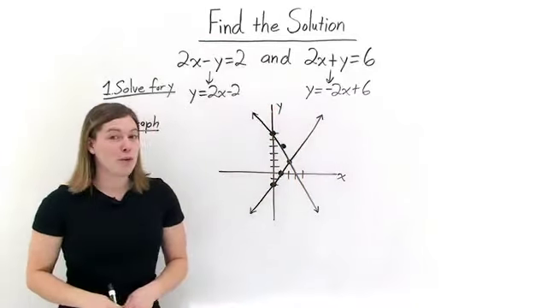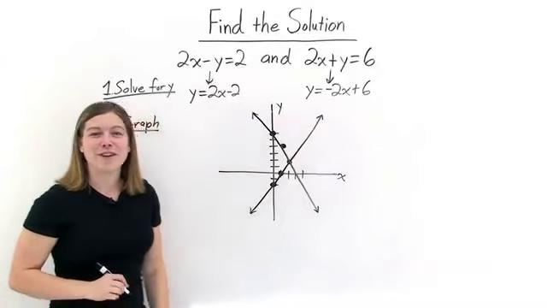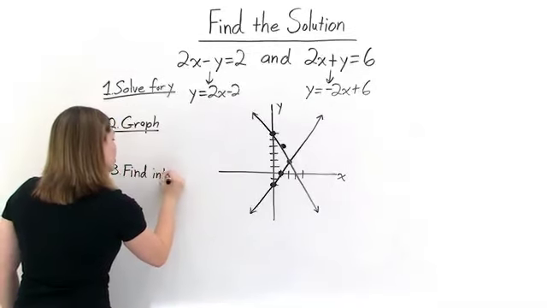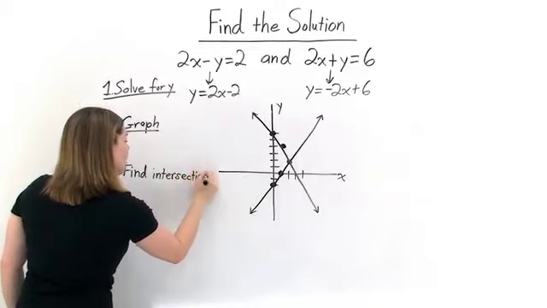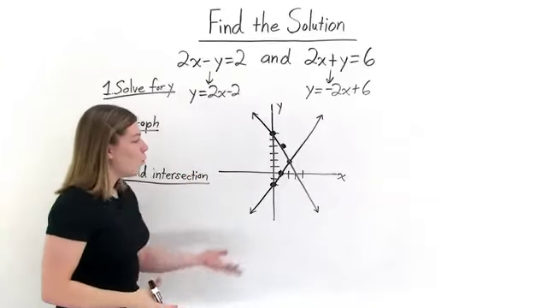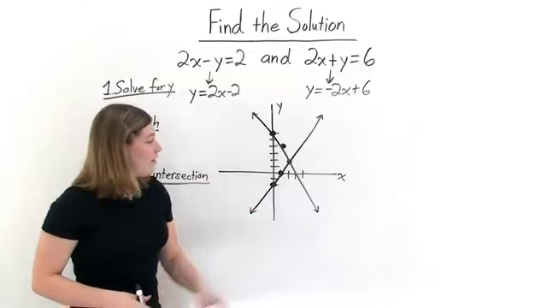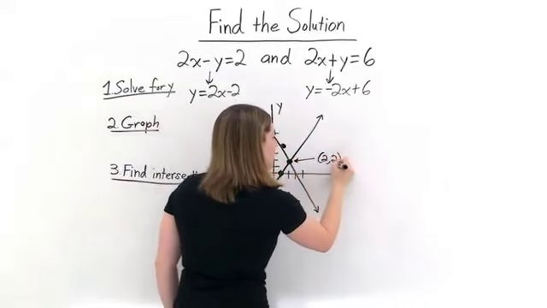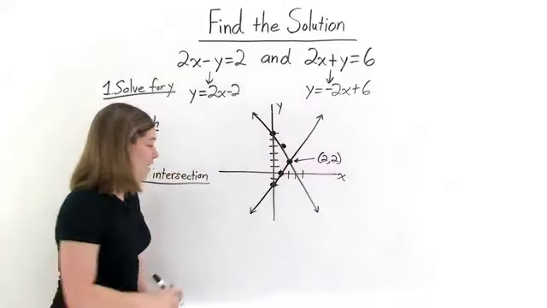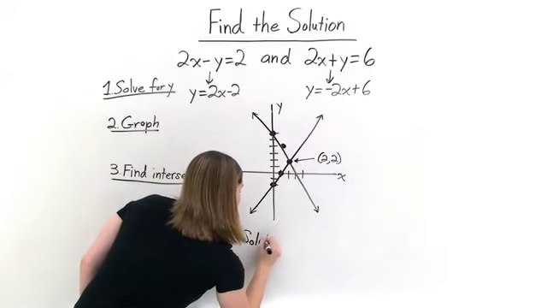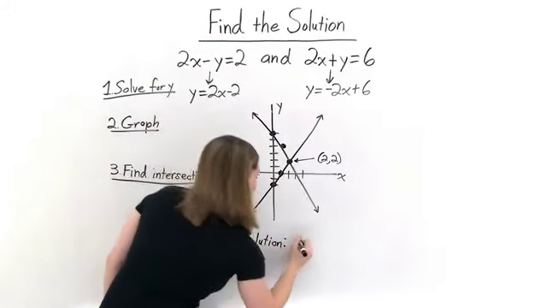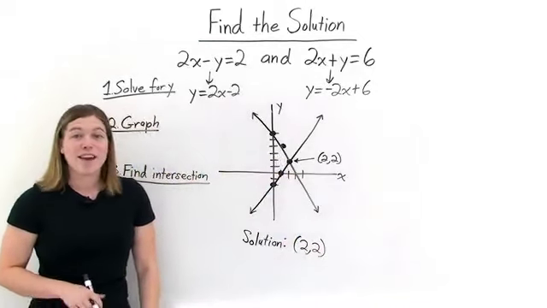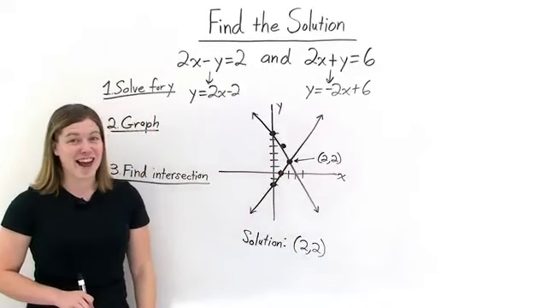Now we've graphed both of our equations on a coordinate plane. We're ready to find our solution. Using the graph, we want to find the intersection of our two lines. So here, where do our two lines intersect? At this point right here, the point 2, 2. This is the intersection of our two lines. That means it's the solution of our equations. The solution to this system of equations is the ordered pair 2, 2. It's the point on the graph where the two lines intersect.